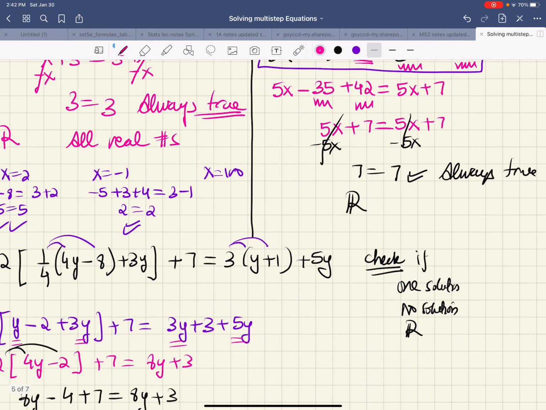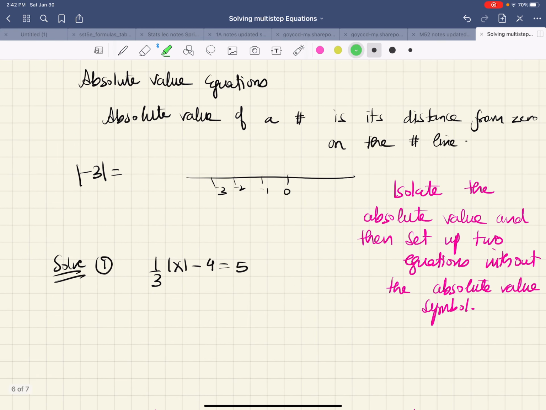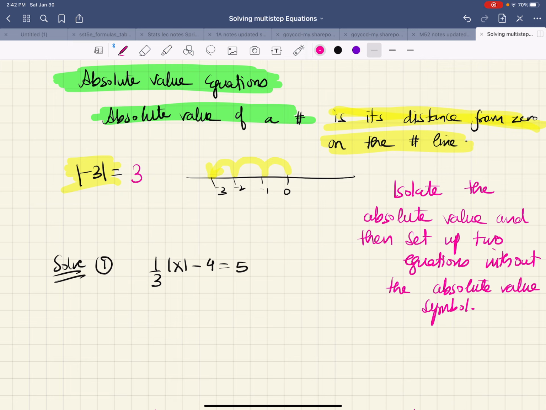Next type of equations we are going to look at are absolute value equations. Before we discuss absolute value equations, let's first discuss what is the absolute value of a number. Absolute value of a number is its distance from 0 on the number line. How far away is that number from 0 on the number line? So what's the absolute value of negative 3? How far away is negative 3 from 0 on the number line? Well, it's 3 units away. Okay, so the absolute value would be 3.